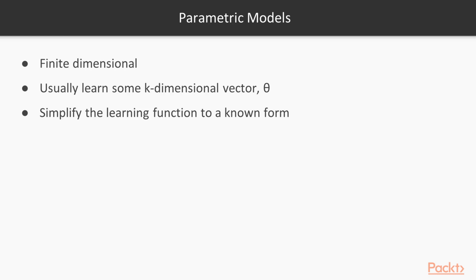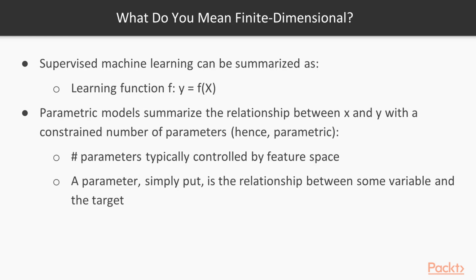So they're finite dimensional. This means that they can learn only a defined number of model parameters, typically predefined. Related to that, their learning stage is typically categorized by learning some vector theta, which are also called coefficients. And finally, the learning function is often a known form, which hopefully we can clarify later in this video. Now, those first two bullet points are pretty closely related, so let's drill into those.